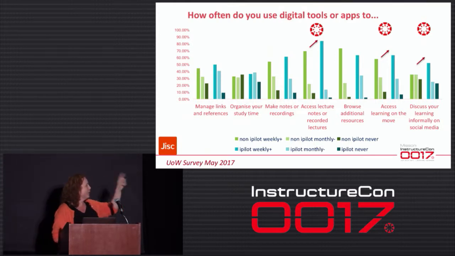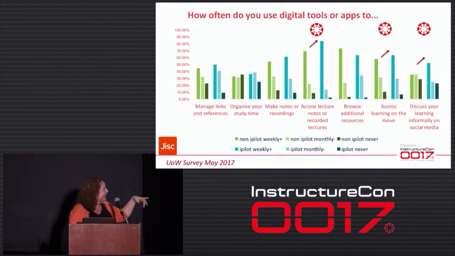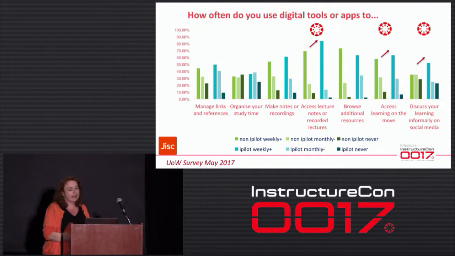who are on the iPilot and using Canvas have a much higher frequency of using digital tools or apps to do those three Canvas identified areas. So access lecture notes or recorded lectures, browse additional resources, access learning on the move, and discuss your learning informally on social media if social media has been embedded into their Canvas course.